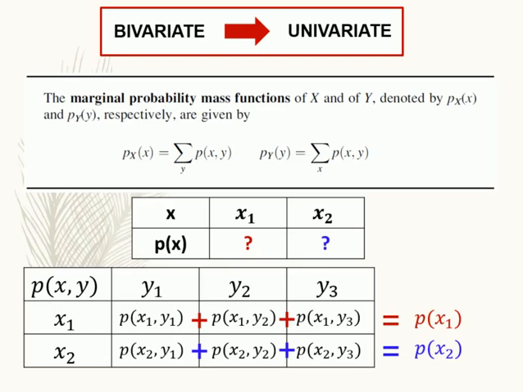So what you're doing is ignoring the impact of y. It doesn't matter what y is. You just want to find the probability that x is equal to a specific value.